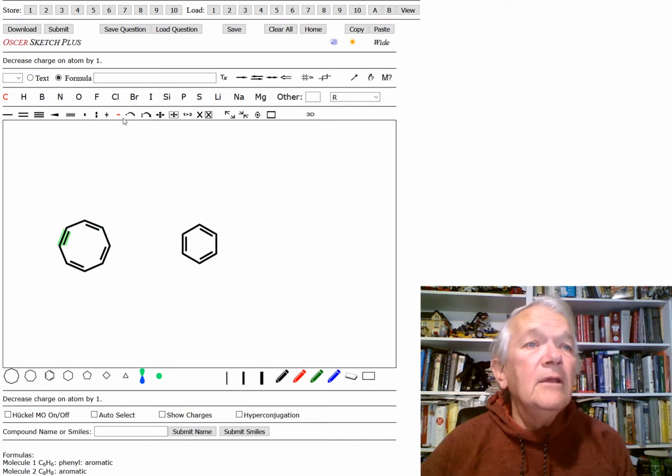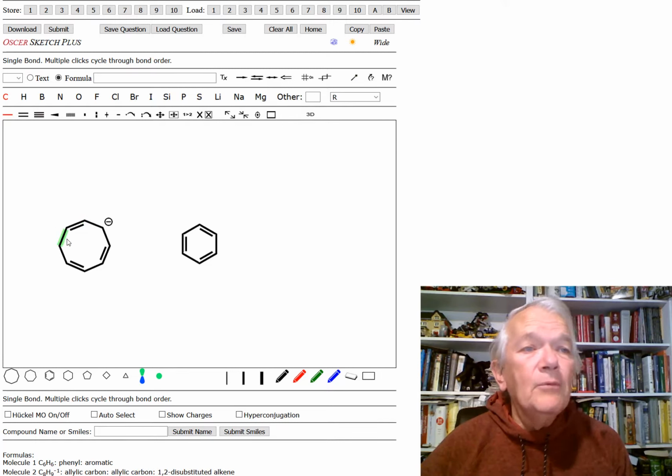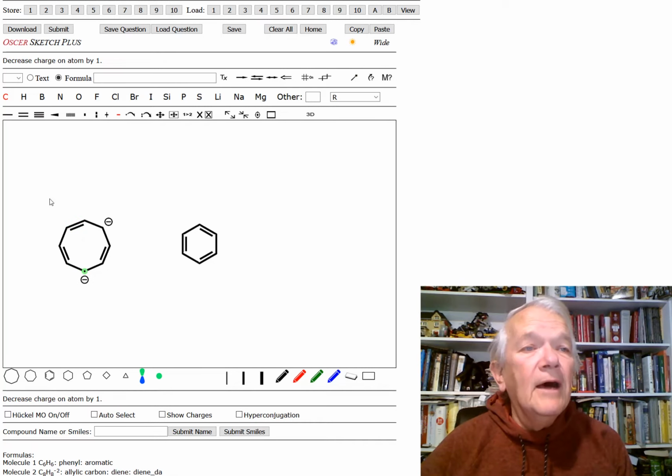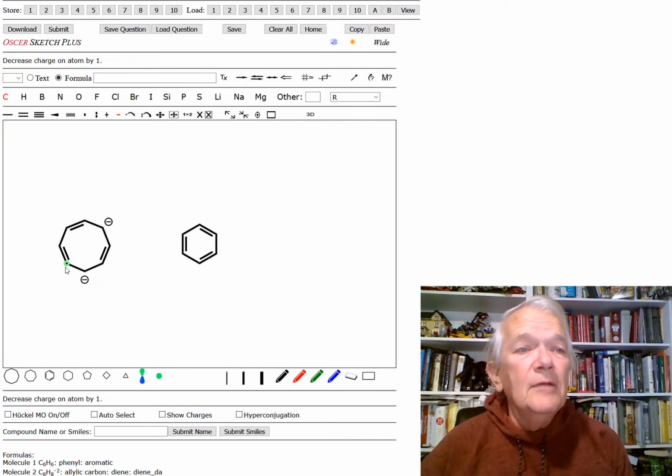So I'm going to turn the Hückel off. So I can go in here and I can put a negative charge there. And of course I have to redraw my double bonds now. Whoops. So make that a single bond, double bond, single bond. I want to put in a second negative charge. Let me put the second negative charge, let's say, over here. It doesn't matter where I put it. You can put it anywhere. So this is now 8 atoms, but 10 pi electrons.